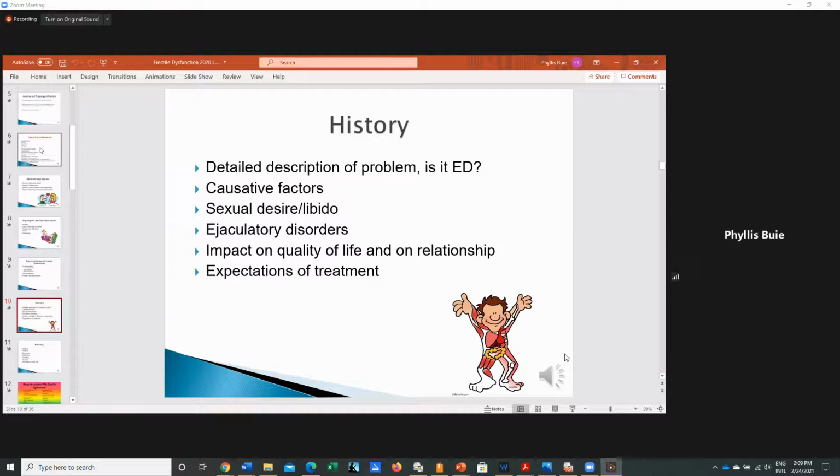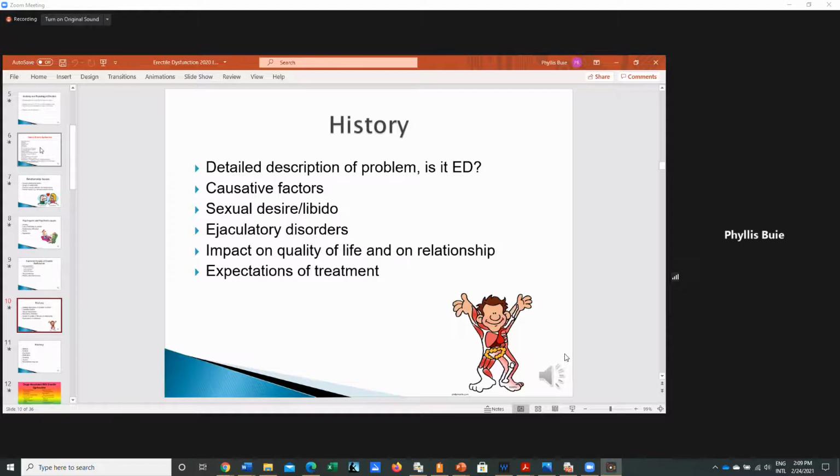What are some things that we're going to ask them? And this can be very sensitive for the patient. So just be very mindful that they may be very self-conscious and very embarrassed about it. So we really have to be professional whenever we are questioning these patients about these problems.